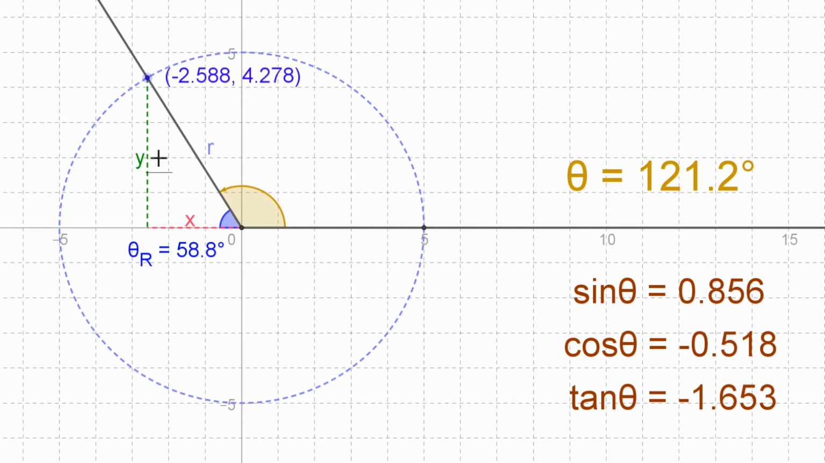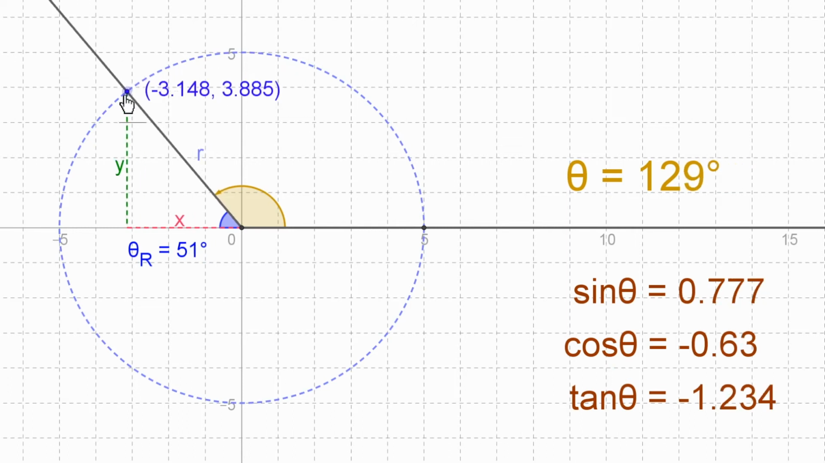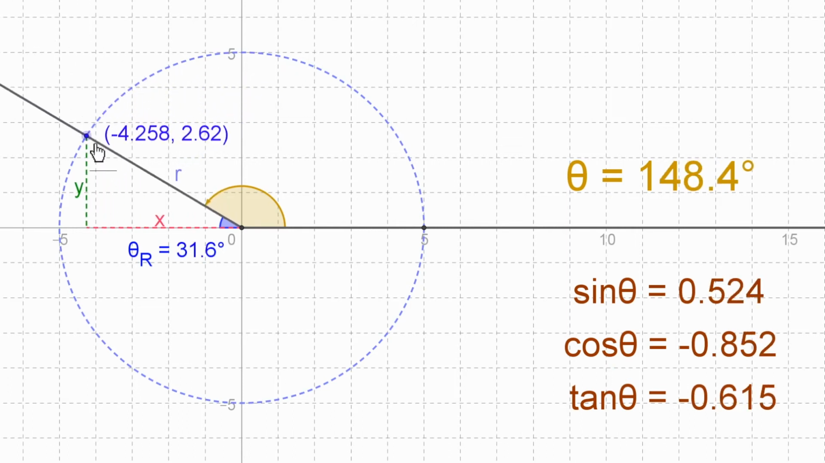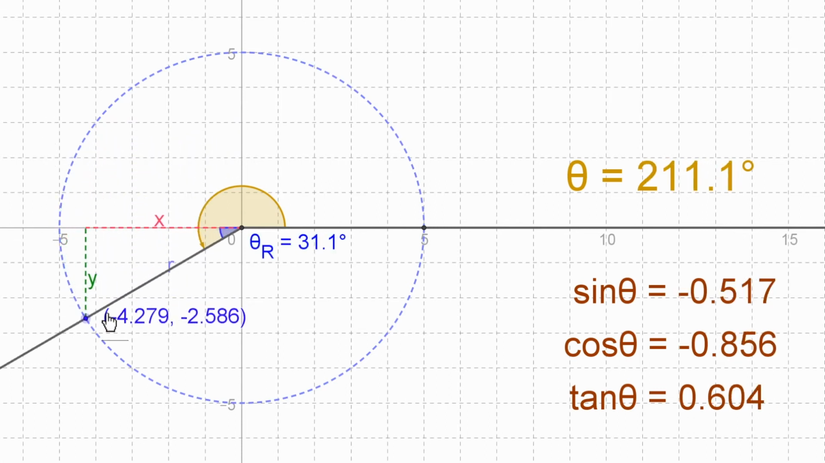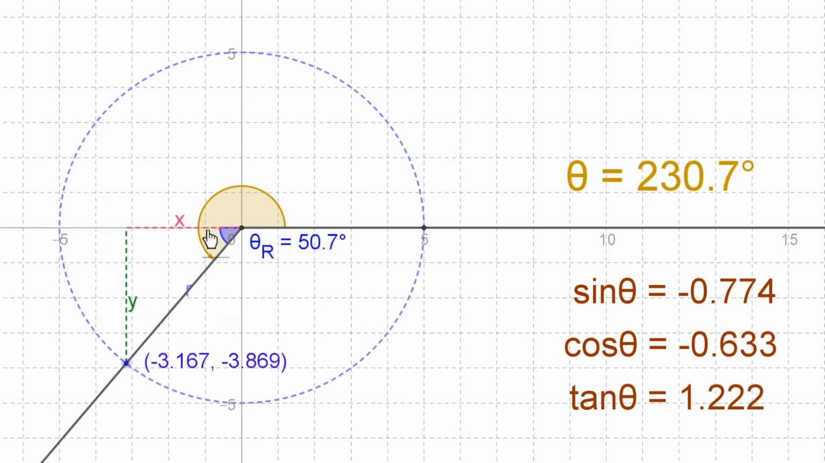And the same goes for tangent. You have y divided by x. Y is a positive, x is a negative. If you divide those two things, you get a negative. So as we move out of quadrant 1 into the other quadrants, some of the ratios are going to be negative. When you go into quadrant 3, now tangent's the one that's positive, and the other two are negative.